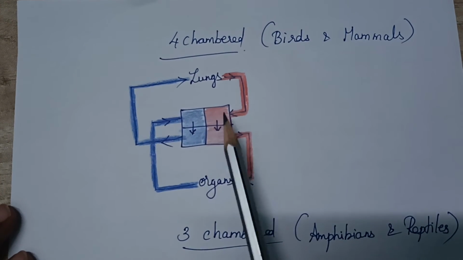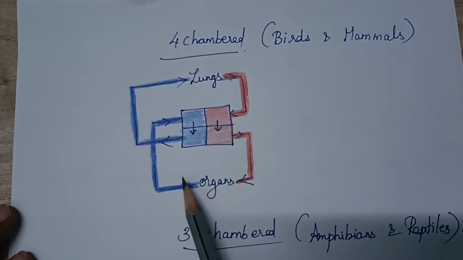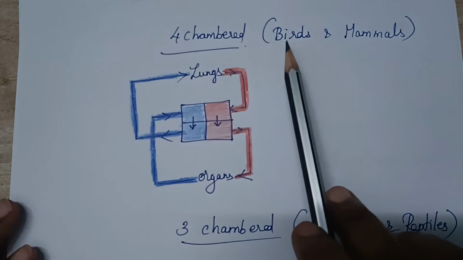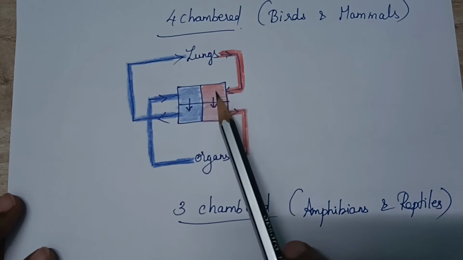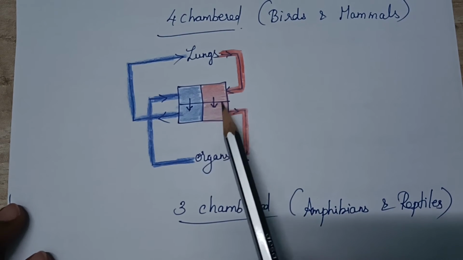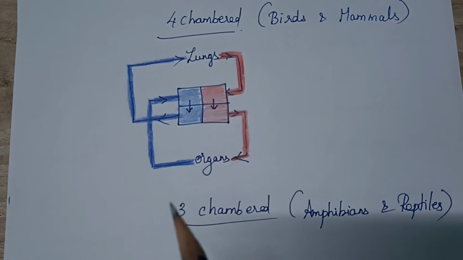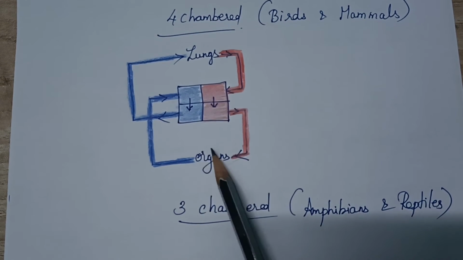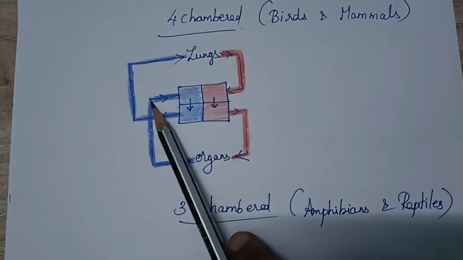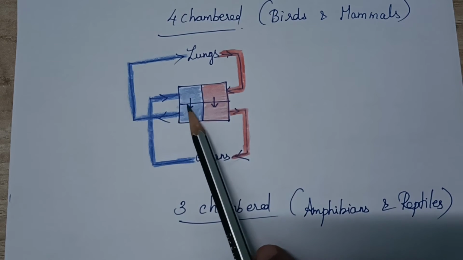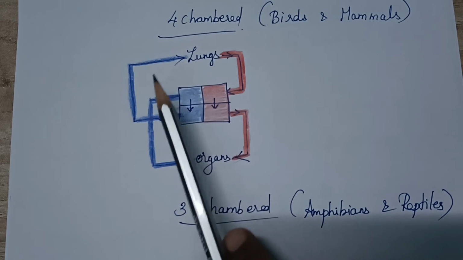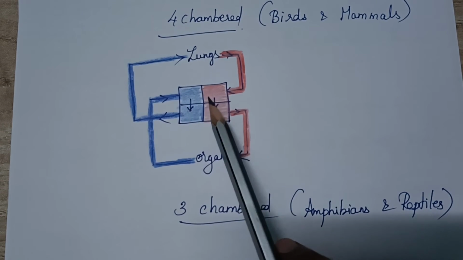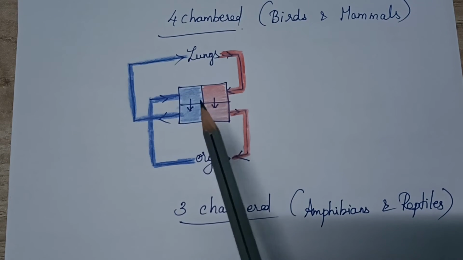See, for your easy understanding, I colored this. Red color means oxygenated blood, blue color means deoxygenated blood. 4 chambered means for birds and mammals, right? From the lungs it will get the oxygenated blood. It enters the left atrium, and then the left ventricle. Then through the artery it enters all parts of the body, and after cellular respiration, deoxygenated blood again enters the heart through the right atrium, and then flows into the right ventricle. Then through the vein it enters the lungs for oxygenation. So for one cycle, it enters the heart 2 times.